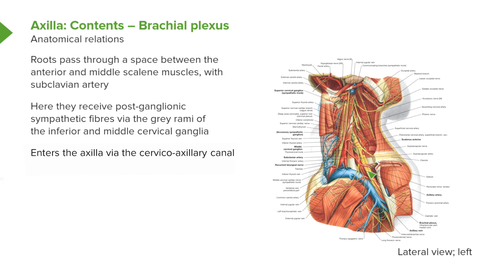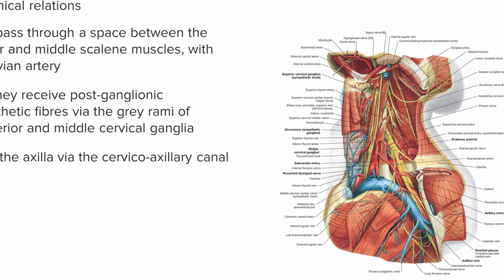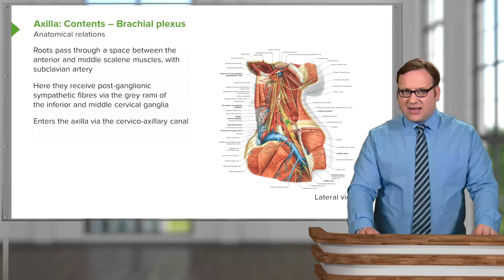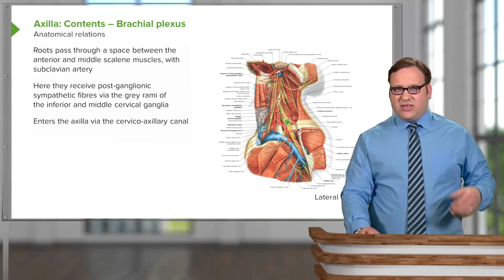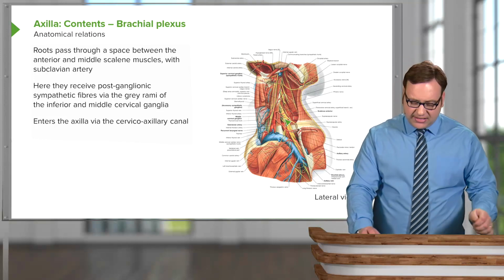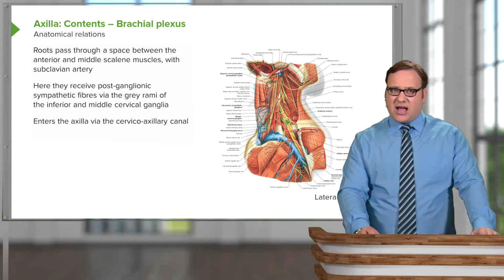The roots pass between the anterior and middle scalene muscles. So here's anterior scalene and then middle scalene behind. So these roots are passing down through here. And here is the point where they're going to receive postganglionic sympathetic fibers via the grey rami. These are coming from the inferior and middle cervical ganglia. So these are giving rise to the sympathetic fibers that are destined for the upper limb.